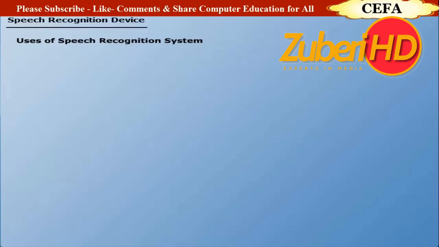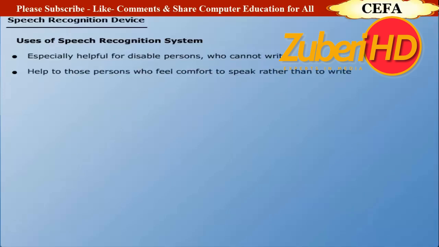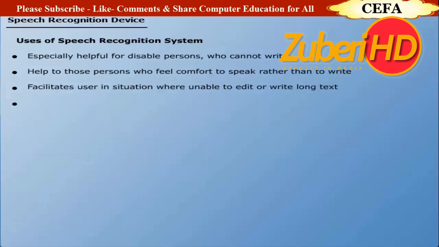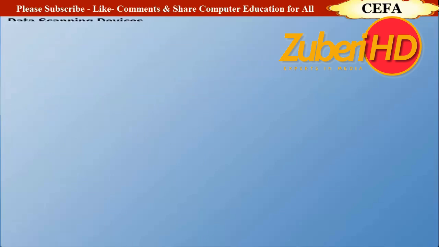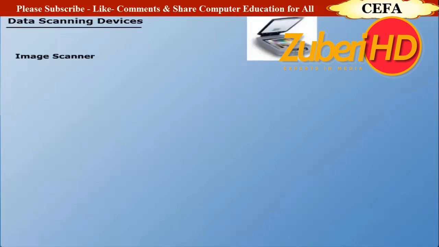Uses of speech recognition system. Speech recognition systems are especially helpful for disabled people who cannot write. It helps people who feel comfortable in speech rather than writing. It facilitates a user in a situation where he or she is unable to edit or review a long text. It also helps the user who is quite busy and doesn't want to type the data due to shortage of time.